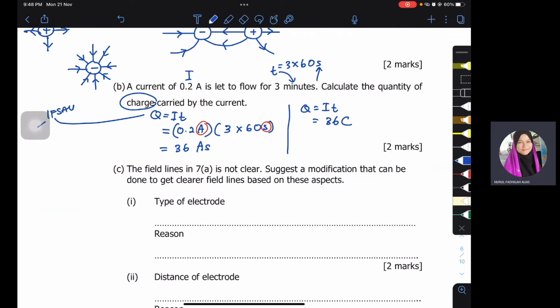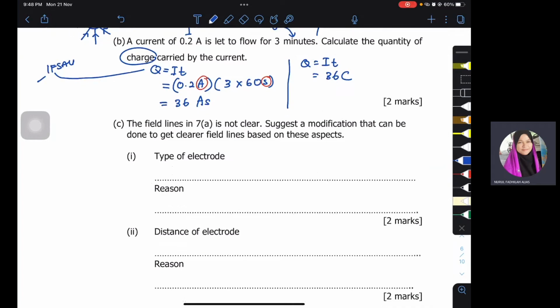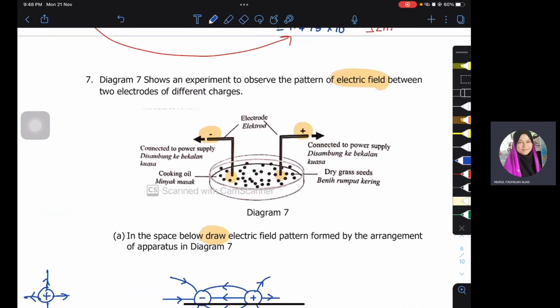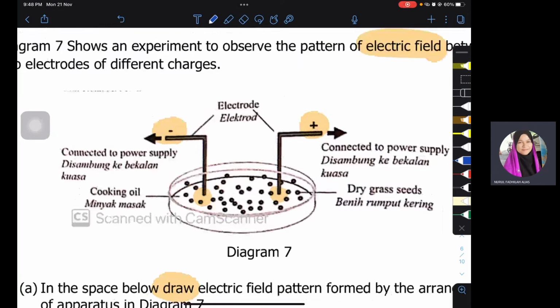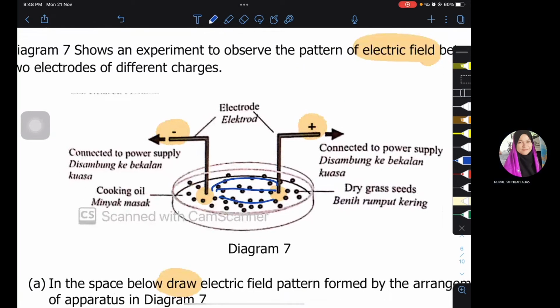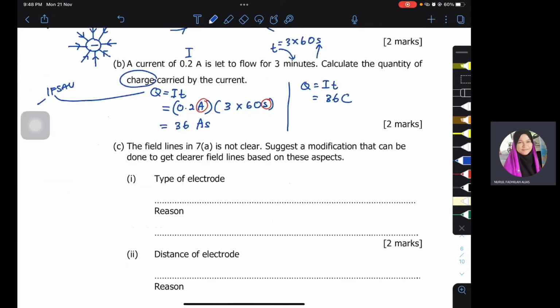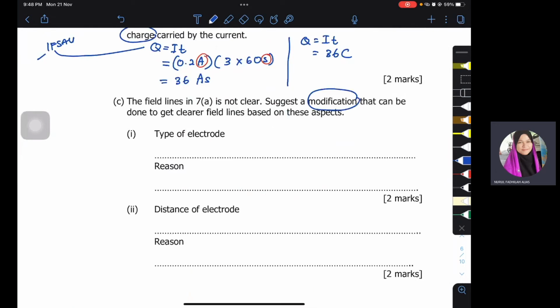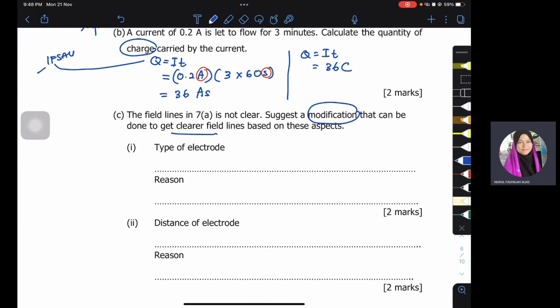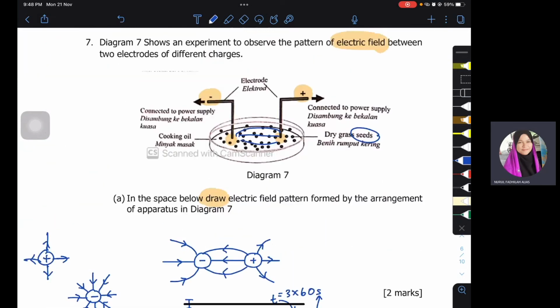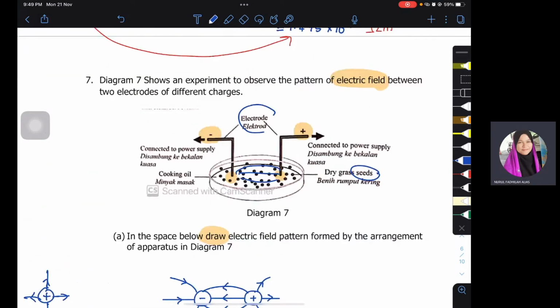Okay, the field lines in 7A is not clear. Dalam gambar, dia buat tak clear lah. Kan, dia macam tak dapat susunan tu macam ni. Biji-biji tu, seeds tu, dia tak tersusun sangat. Dia tak macam tak clear lah. So, how to modify so that kita dapat clearer field? So, apa yang kita nak? First, dia kata electrode. Ni electrode.